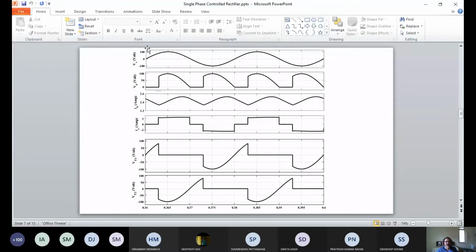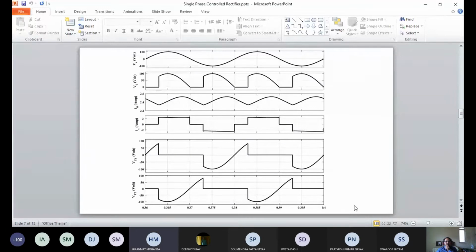This voltage is derived from the source voltage. This portion is here up to pi. Then T1 is conducting, 0. Then from here it is appearing, right? This magnitude seems to be a little less, so that is the only problem.